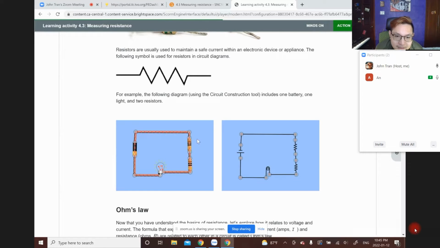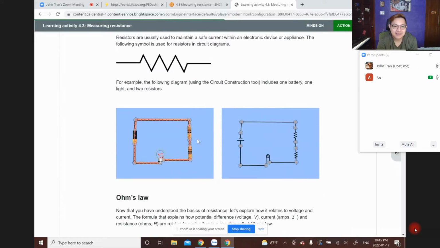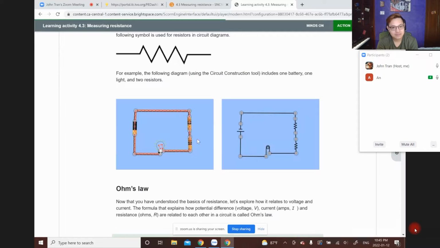Okay, circuit construction tools. Remember that thing that you burned stuff? Circuit construction tools, Ohm's law. So the light just shines. Of course, it eats up some electricity.